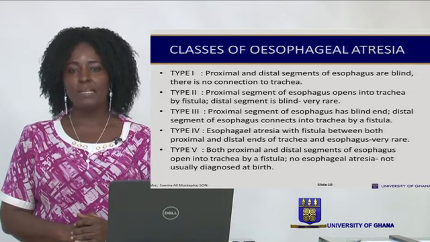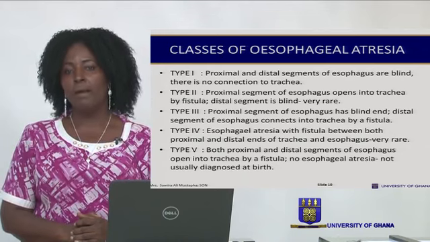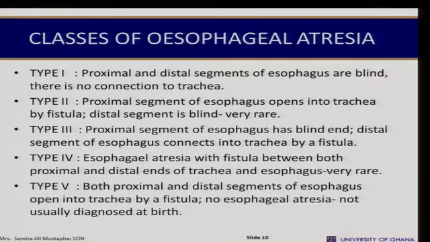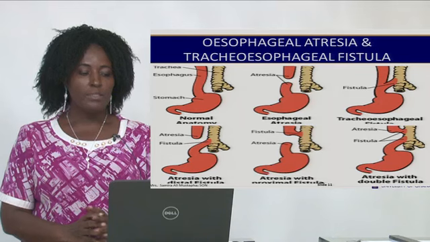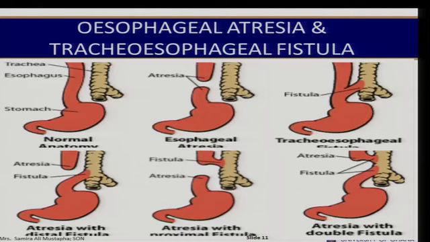Type 3: the proximal segment of the oesophagus has a blind end, and the distal segment of the esophagus connects to the trachea by a fistula. And type 4, we have oesophageal atresia with fistula between both. And the 5th type, we have both proximal and distal segments of the oesophagus opening by fistula, with no oesophageal atresia, and usually diagnosed at birth. So here we are with various forms that we talked about, type 1, type 2, and on it goes.